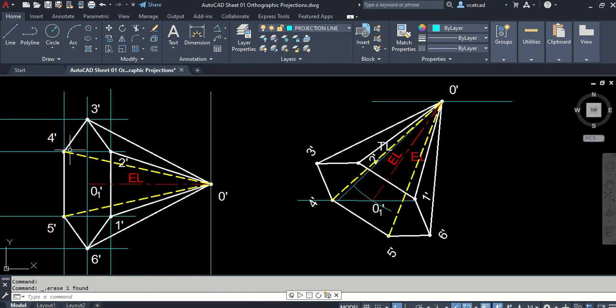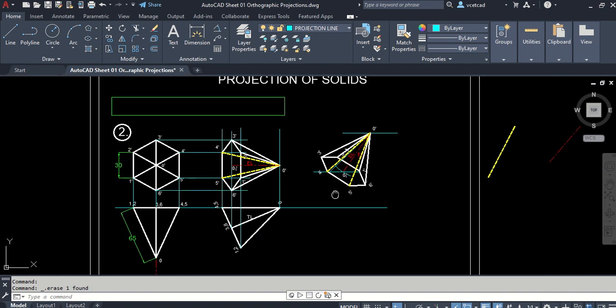Then again, to locate point 4, take the distance O1 dash to 4 dash in the compass and from point O1 dash cut an arc. Then take O dash to 4 dash in the compass and from point O dash cut an arc. Wherever these two arcs intersect, that gives you point 4 dash. Similarly, you can get point 5 dash, 1 dash, 2 dash, and after that you have to redraw the same object as it is without any changes.